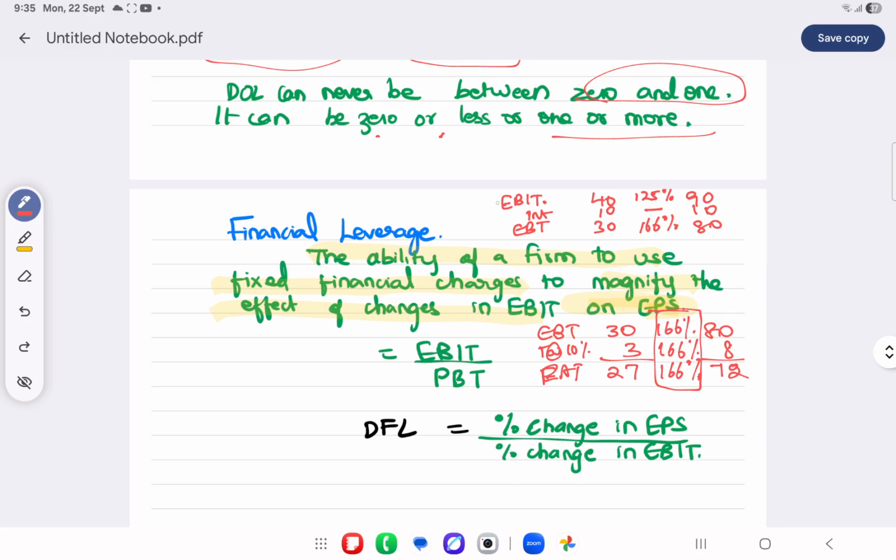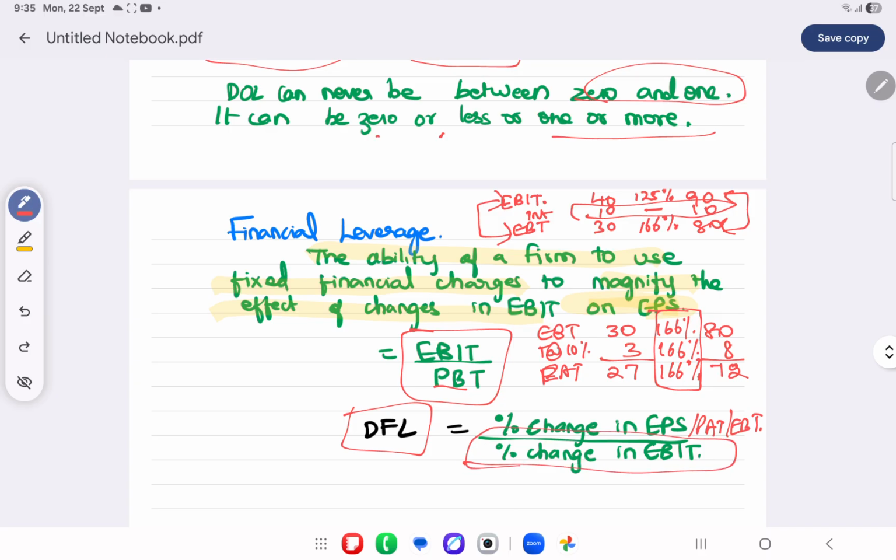But our EBIT and EBT percentage differs due to fixed financial charges. So this relation is called financial leverage. This is measured by EBIT divided by EBT, which is profit before tax or earnings before tax. How do we measure degree of financial leverage? Percentage change in EPS or percentage change in PAT or percentage change in EBT, all will be the same, divided by percentage change in EBIT.